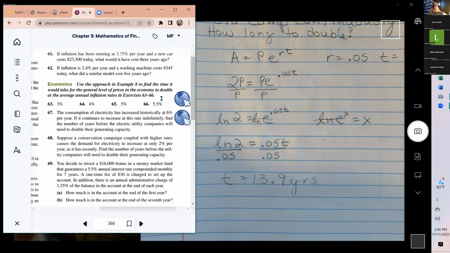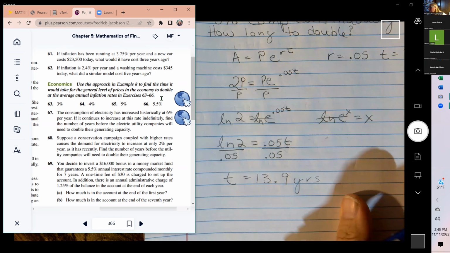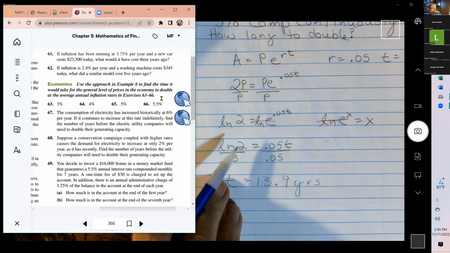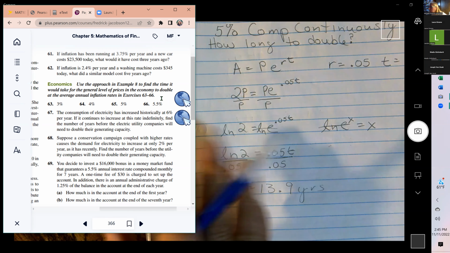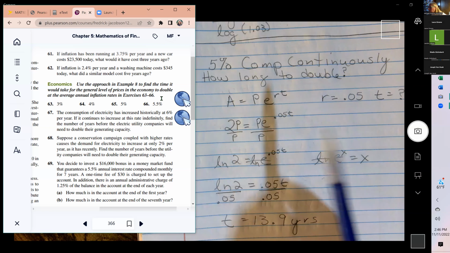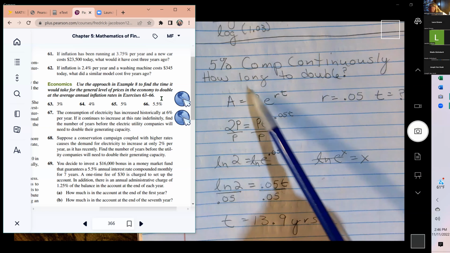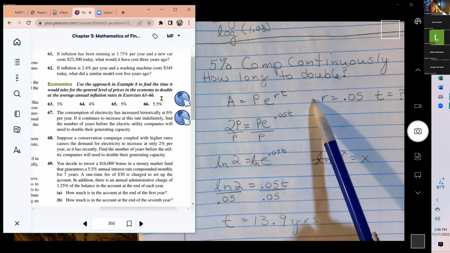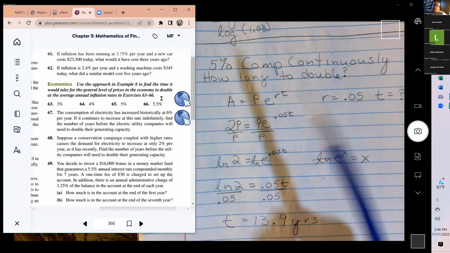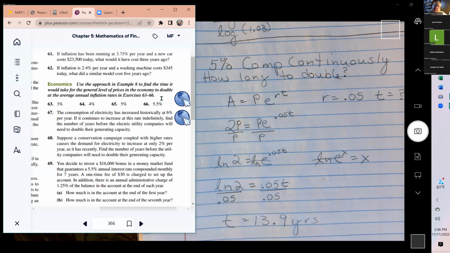No. Okay. That's everything. Did you need to try another one of these? I'm almost positive I put on the final compounded continuously how long it takes to double. Are there any questions on those?